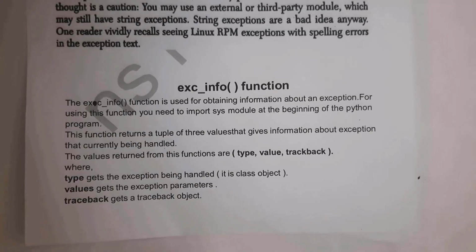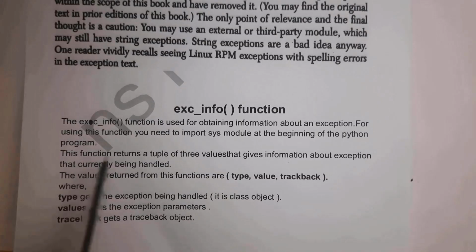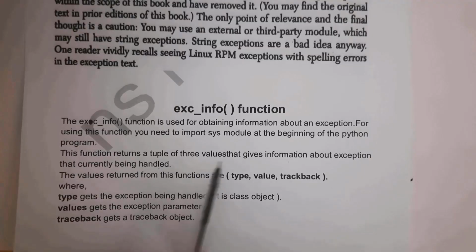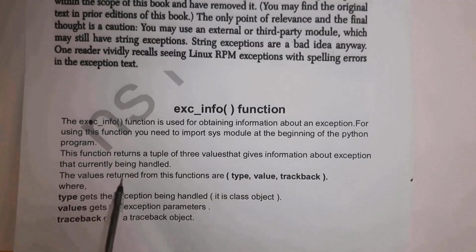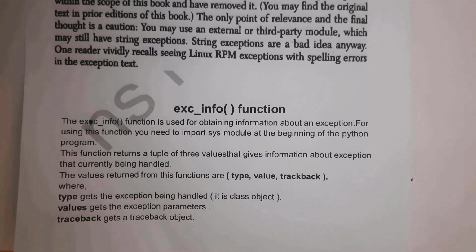Next I will explain exc_info function. The exc_info function is used for obtaining information about an exception. For example, if any exception occurred in our program, then this exc_info function will provide information about exception that has been occurred. In order to use this exc_info function, at first you need to import sys module. This function returns a tuple of 3 values that gives information about exception that currently being handled. This exc_info function will display output in the form of tuple. That is nothing but it will display output in normal brackets. And this tuple contains 3 values. They are, first one is type, next one is values and third one is traceback.